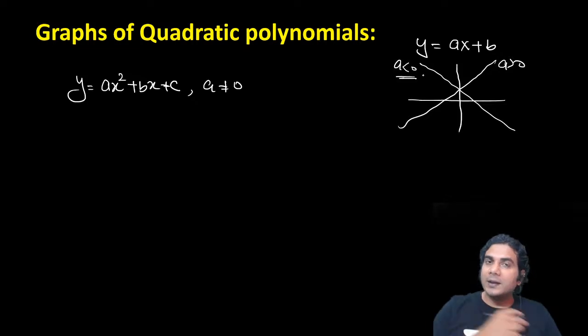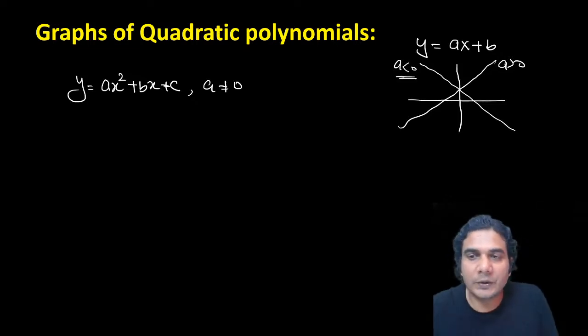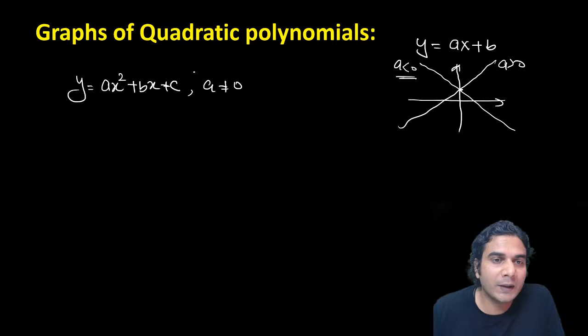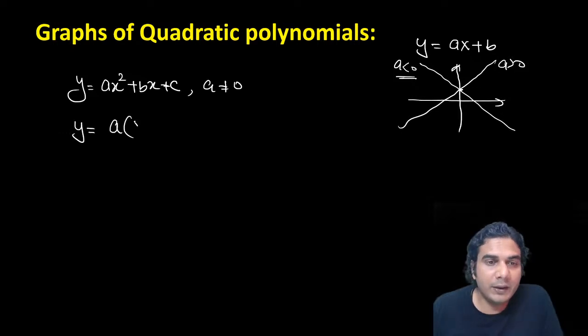This can cut the y-axis anywhere, depending on whether b is positive or negative. In this case, I have taken b positive, so it is cutting somewhere on the positive y-axis, right? But now we need to draw the graph of this quadratic. So how would we plot it? First, I'll express this quadratic equation as y is equal to a perfect square, which we have done in the beginning only: a into x plus b by 2a, the whole square, minus d by 4a.